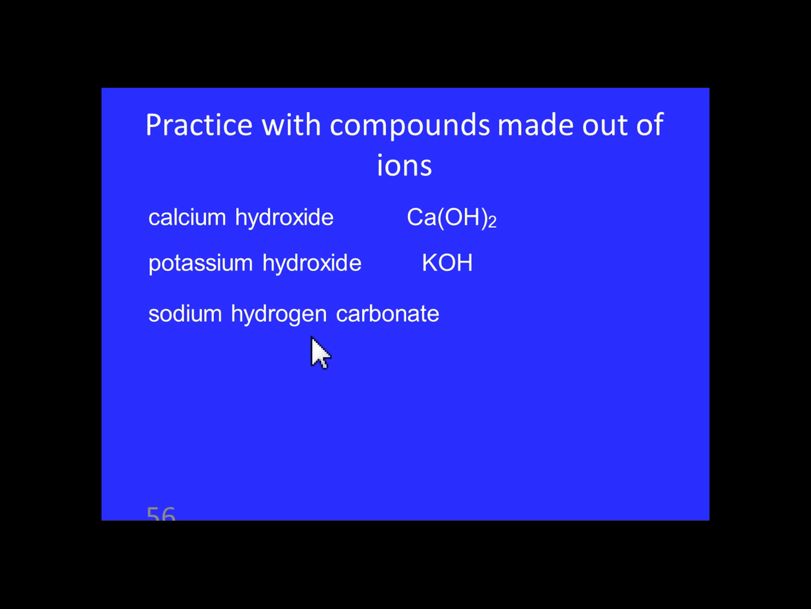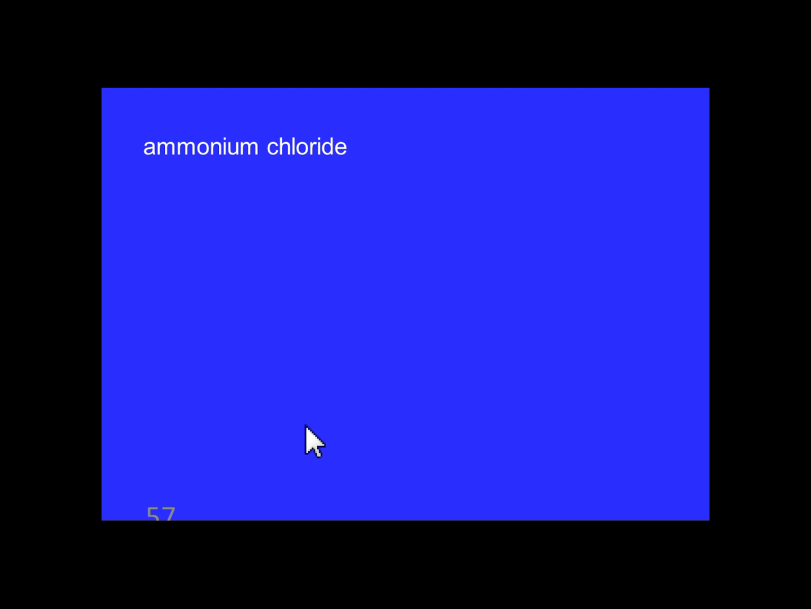Alright, so sodium hydrogen carbonate, you've got sodium and you've got hydrogen carbonate, which is a polyatomic ion. Sodium is Na, hydrogen carbonate is HCO3. The sodium has a +1 charge, the hydrogen carbonate has a -1 charge, so you just need one of each. Sodium hydroxide, sodium's Na +1, hydroxide's OH has a -1, so that's the formula for that. Alright, ammonium chloride, hopefully you remember, or you could look it up. Ammonium is NH4, +1 charge. Chloride is Cl, -1 charge. Done deal. That's the formula for that.